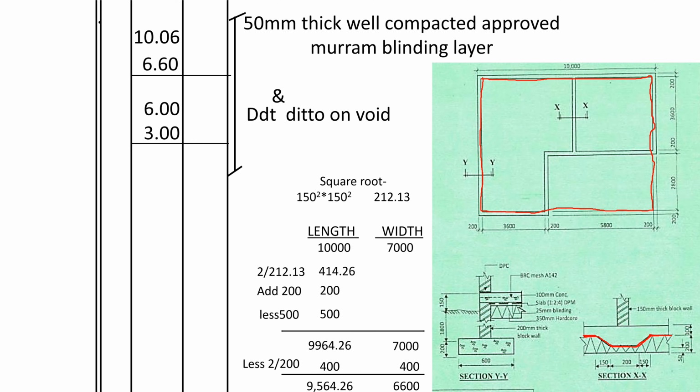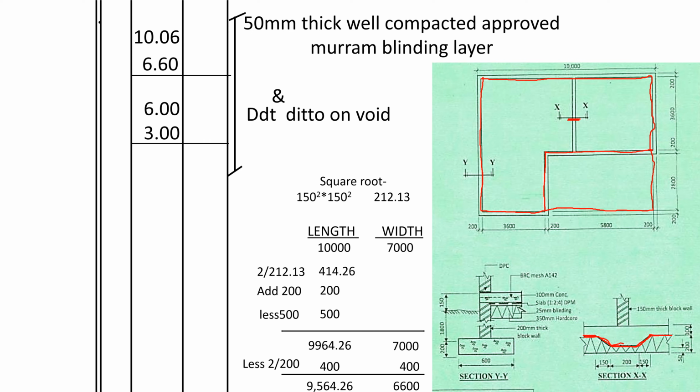It's the internal. Then we shall subtract all this area. All this area we will not be having the Maram blinding, because the Maram blinding is on the hard core. But for this length here, we shall take the total length here on section XX. So that's what we are calculating here.